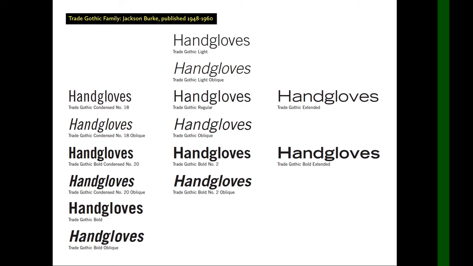So he designed the condensed widths, released them, published them as he designed them, and then I believe the last ones he designed and published were the two extended widths, extended and bold extended. So it makes for a slightly unusual family in that it wasn't designed all together. It was released over a wide range of time.